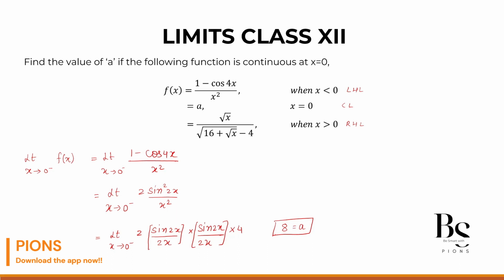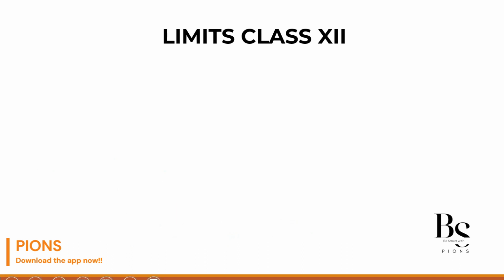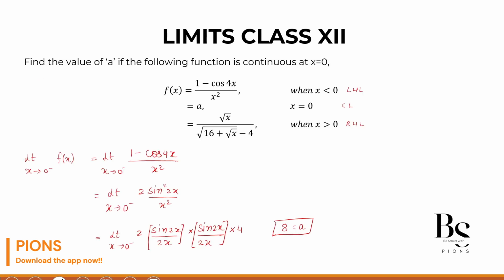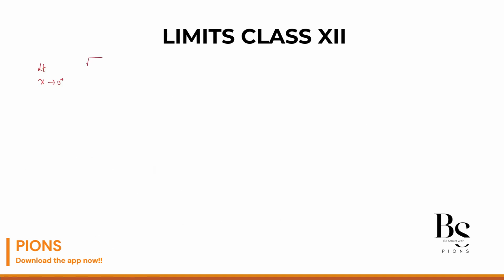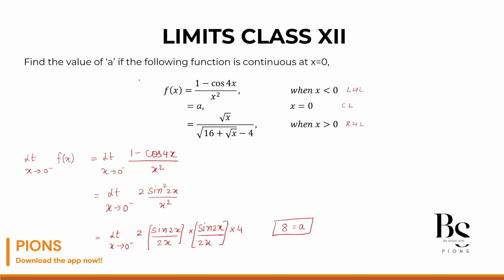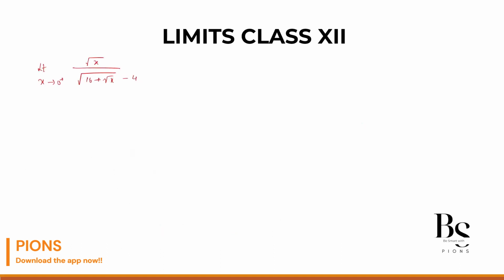What if in exams they give you some other thing like this? Then how to simplify this? So let's write this function for RHL here. Limit x tending to 0 positive, and what's our function? Root x upon root under 16 plus root x minus 4. Let's confirm it. So if I put here 0, root of 0 is 0, and root of 16 is 4, 4 minus 4, 0. You are getting 0 by 0 form.